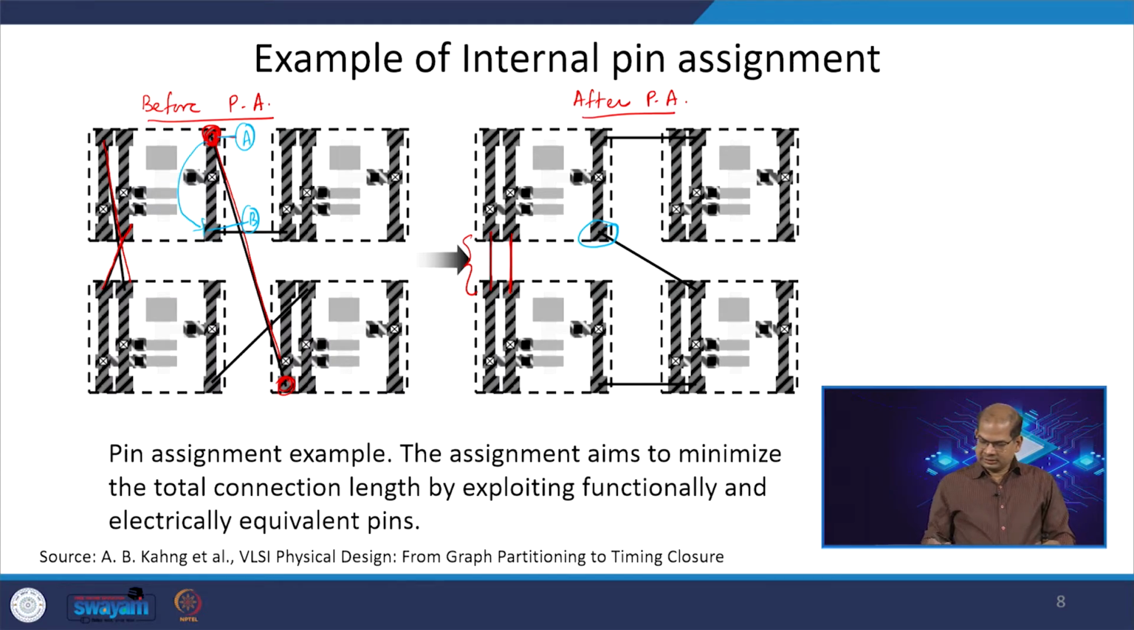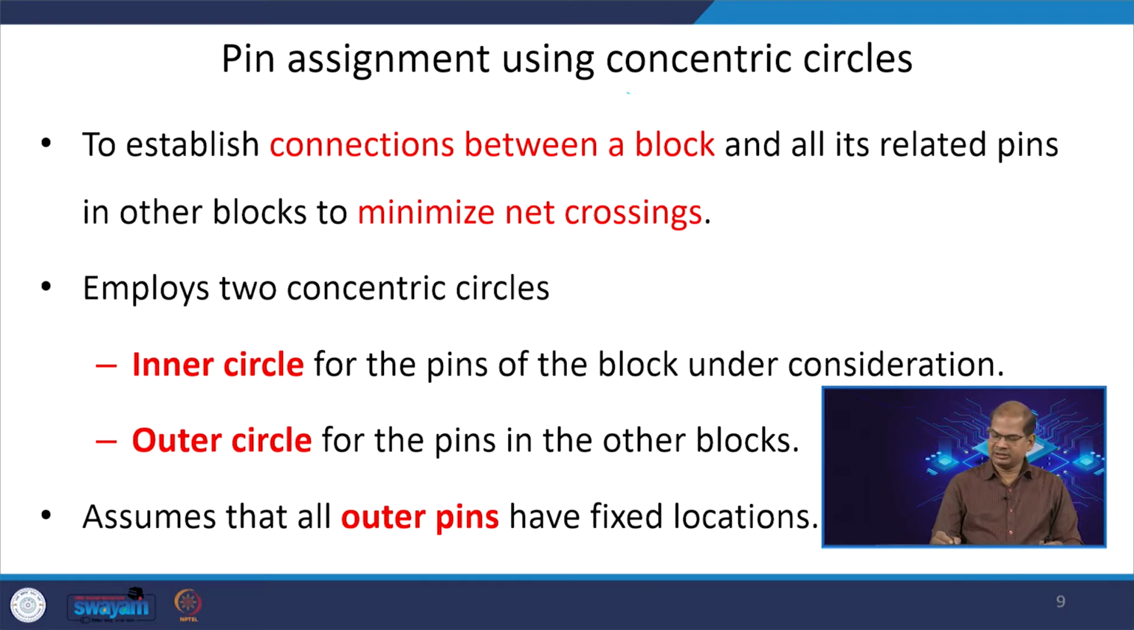Similarly, this movement from A to B is called electrically equivalent pins, and the movement from here to here, this exchange, is because of the functionally equivalent pins. So, from here to here, that is called functionally equivalent pins. After passing through this electrical equivalent and functional equivalent handling, we have very reduced interconnects after the internal pin assignment. Now, we will discuss pin assignment using concentric circles.